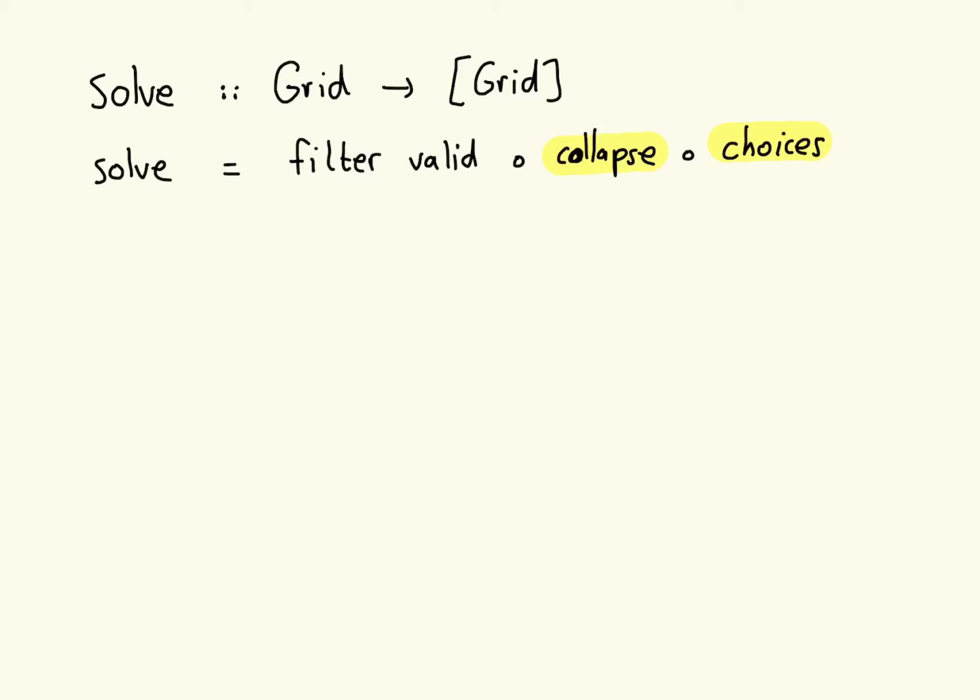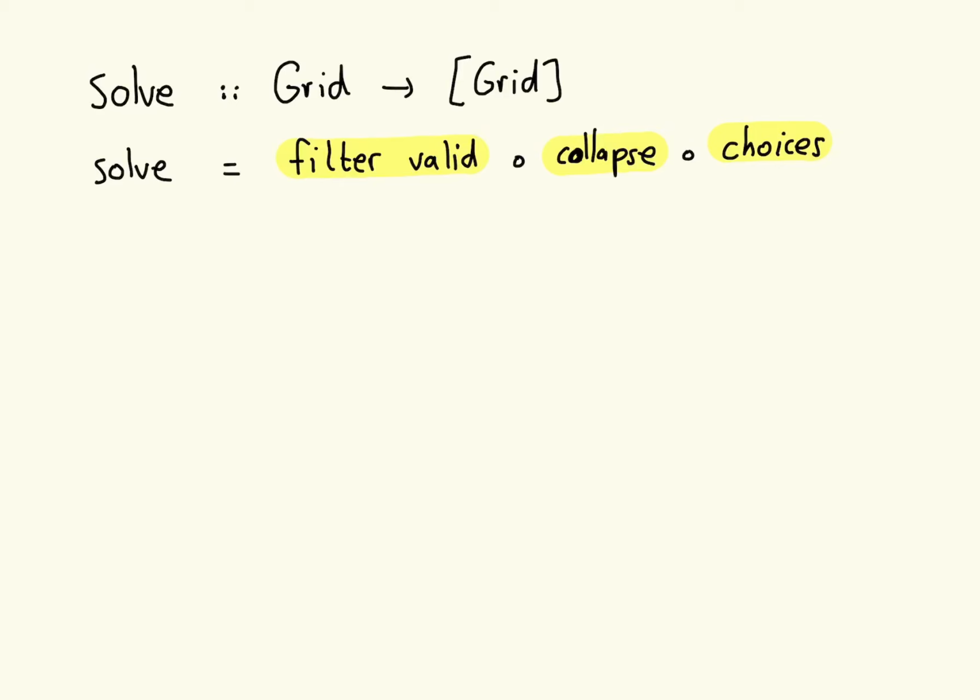And again, I mentioned maybe this should really be called something like explode, because this actually really explodes the search space. And then finally what we did in the end is we filter out the valid grids, and valid simply means that there's no duplicates in any row, any column, or any box.